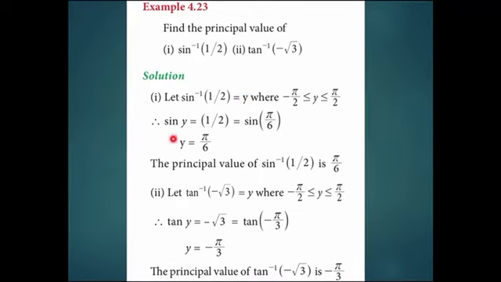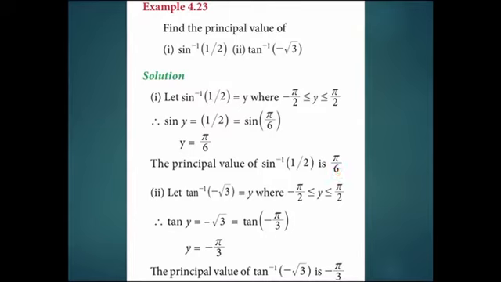For which value of sin do we have 1 by 2? It is 30 degree, right? So, 30 degree is pi by 6, that is 180 divided by 6, that is only 30. So, 30 can be written as pi by 6. So, sin y equal to 1 by 2, and 1 by 2 is sin 30, that is sin pi by 6. So, sin y equal to sin pi by 6, that implies y is equal to pi by 6. So, the principal value of sin inverse 1 by 2 is pi by 6.